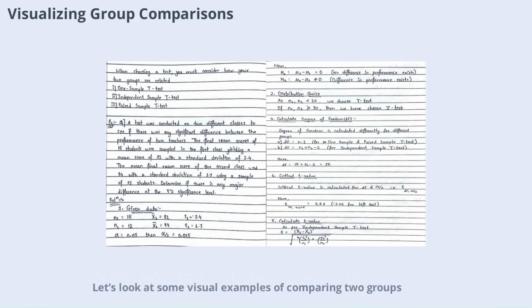Let's look at some visual examples of comparing two groups. These graphs help you see how the means and distributions of each group differ, making it easier to interpret the results of your t-tests. Visualization is a powerful tool for communicating statistical findings.